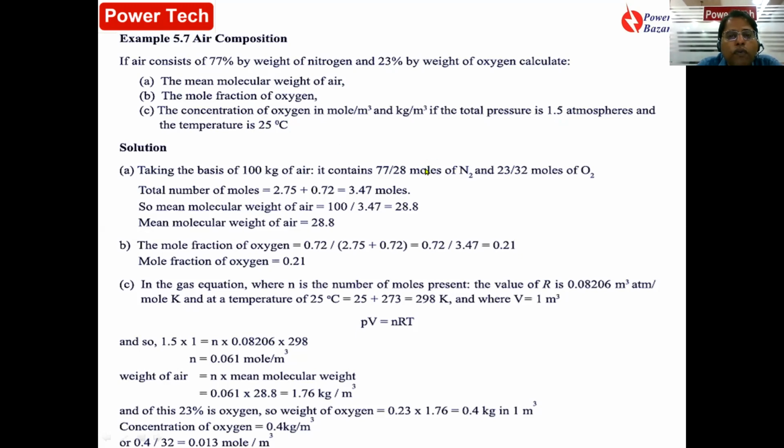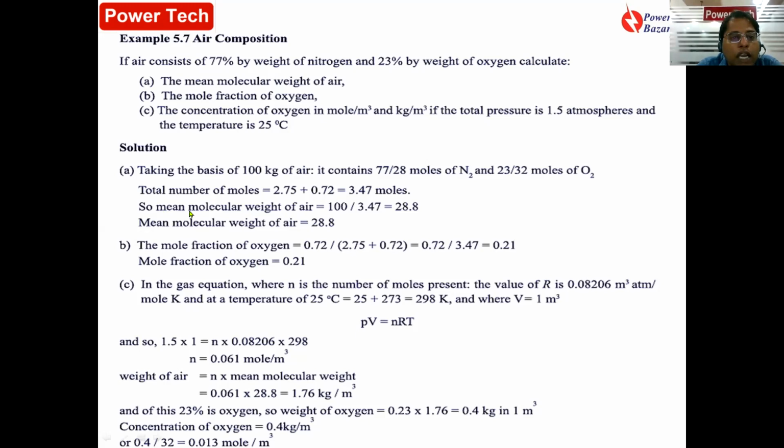Now, what is the molecular weight of nitrogen? N is 14, so N2 is 28. What is the molecular weight of oxygen? 16 into 2, so O2 is 32. So if 100 kg of air, it will contain 77 by 28 moles of N2 and 23 by 32 moles of O2. That means the moles of N2 will be 2.75, and the moles of oxygen will be 0.72. So total moles will be 3.47.